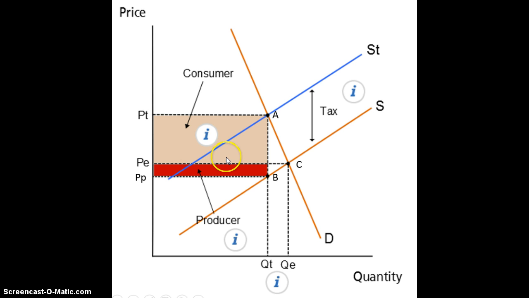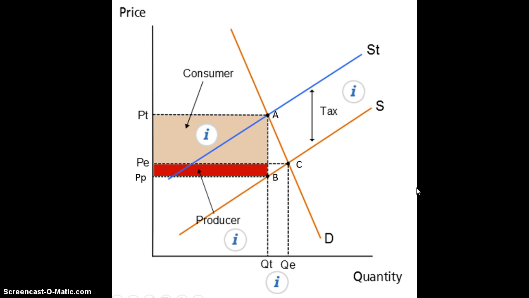Okay, so before the tax, consumers received all of this surplus down to the equilibrium price and all the way up. And producers received all of this surplus, okay? But now, consumers do not receive this, the government receives this, and producers do not receive this part of their surplus because they're paying that to the government in the form of tax.